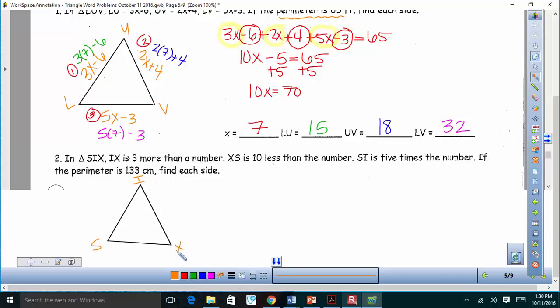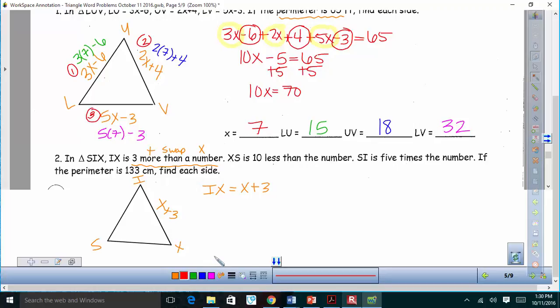It tells me IX is 3 more than a number. So that's 3 more means plus. What does than mean? Swap. Very good. A number we let be x. So instead of 3 plus x, since we're swapping it, IX is actually going to be x plus 3. I'm going to put x plus 3 right here.